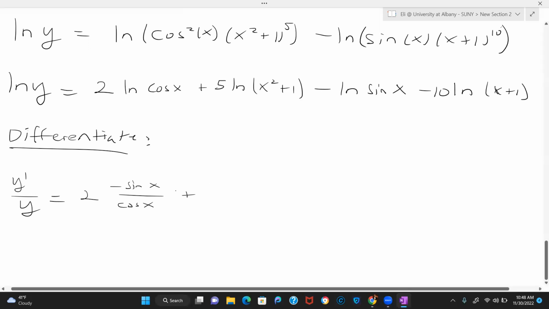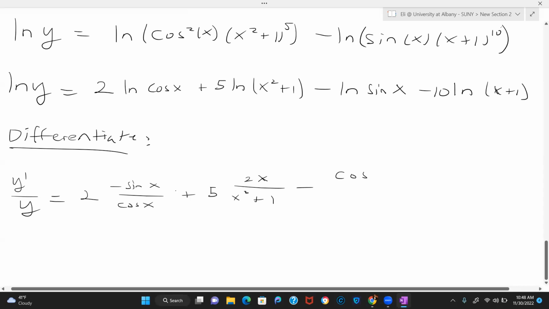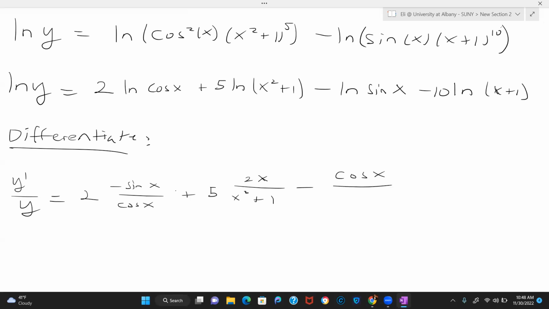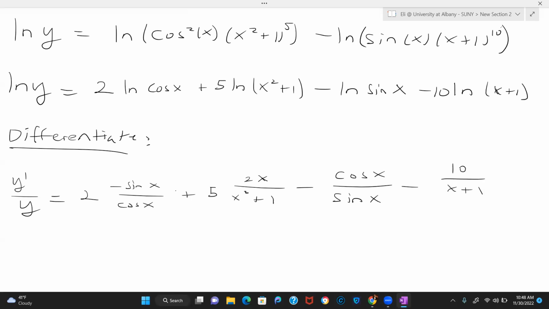This term right here, 5 times 2x over x squared plus 1. Now this term right here is going to be cosine x over sine x. And this term right here is just going to be, well, the derivative of x plus 1 is 1, and then you can just multiply the 10. So you get 10 over x plus 1.